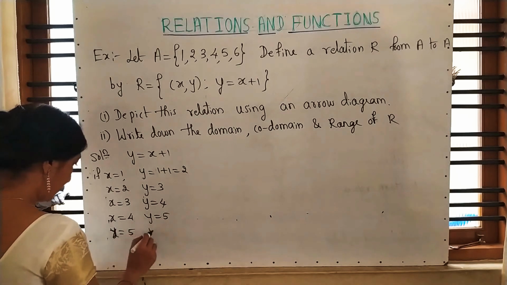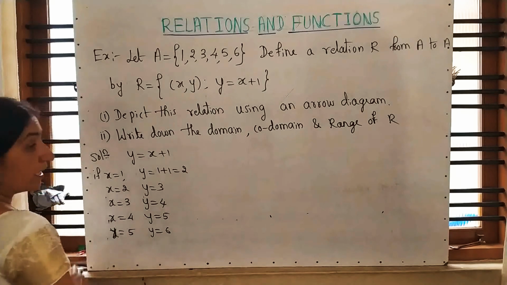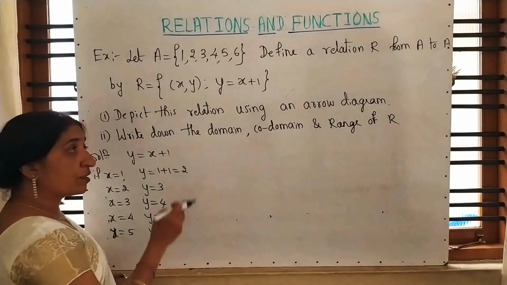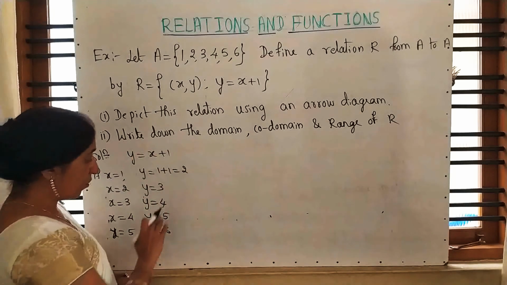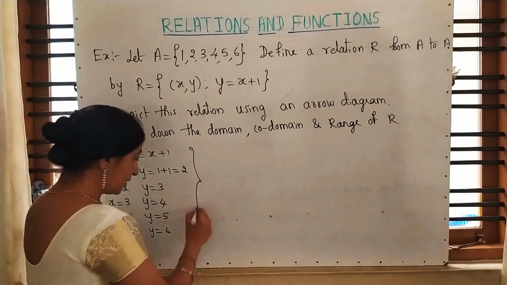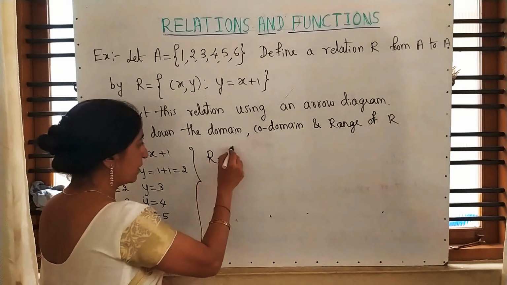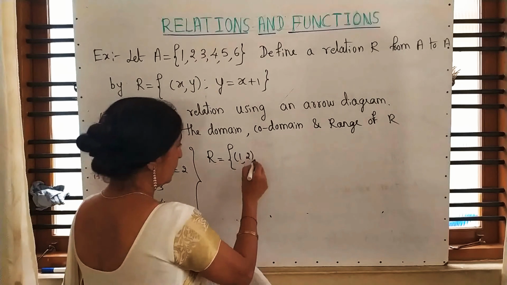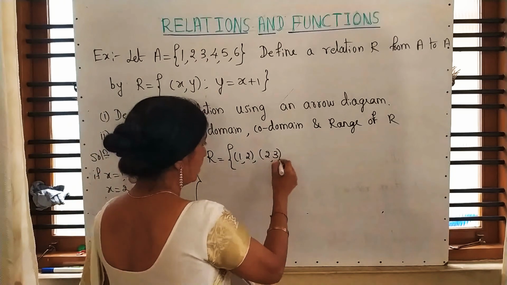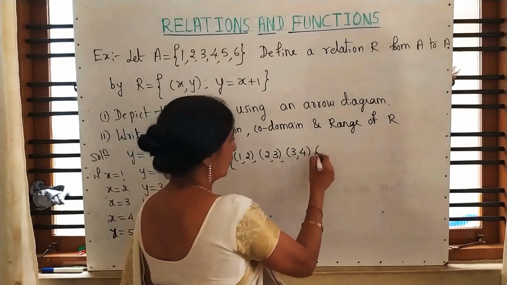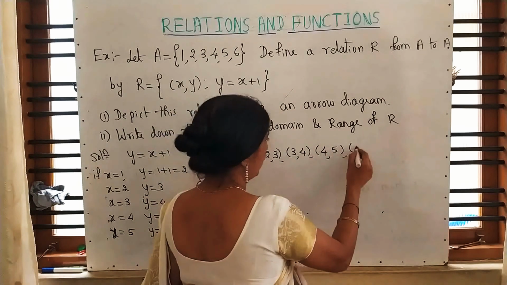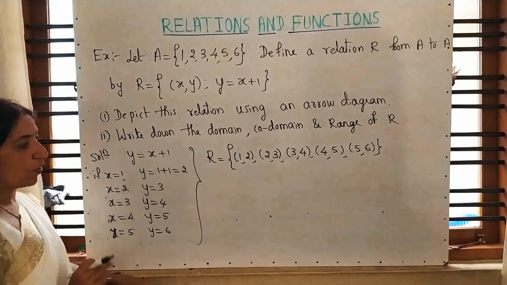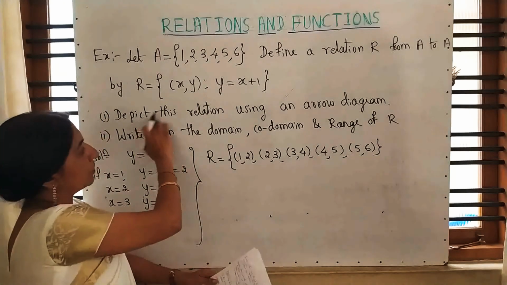X is 5, y is 6. We cannot write x is equal to 6 because you get y as 7, and since the second set is also A, 7 is not there. So with the help of this, how do you write the relation R? The relation R is these ordered pairs: (1, 2), (2, 3), (3, 4), (4, 5), (5, 6). We have to write these numbers in the form of ordered pairs. So this is the first relation that completes.